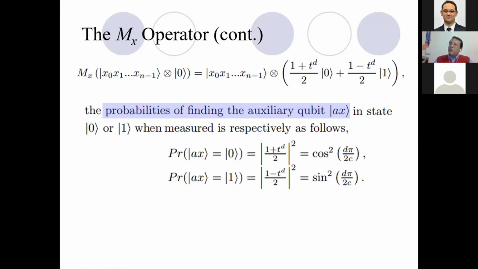What will happen if we want to apply measurement on the auxiliary qubit now? Actually, the probability to find AX using sharp measurement to be in state 0 will take this form, and the probability to find 1 will take this form. I just want you to notice that this D information that was in the binary vector now appears in the probability of the auxiliary qubit.